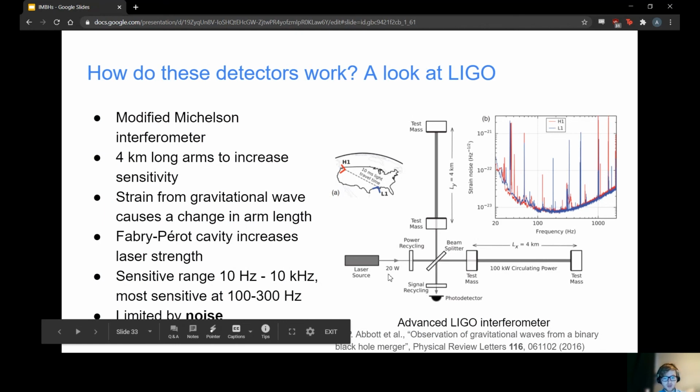The laser source starts out at 20 watts. It's increased to 700 watts in its power recycling and then split into beams. And with these Fabry-Perot cavities in the arms, increases to 100 kilowatts, greatly increasing sensitivity. It's most sensitive between 100 and 300 hertz, the total sensitivity range between 10 hertz and 10 kilohertz. So the 60 hertz of the intermediate mass black hole detection is very close to the bottom and it's outside its most sensitive range. These are limited by noise outside this range.